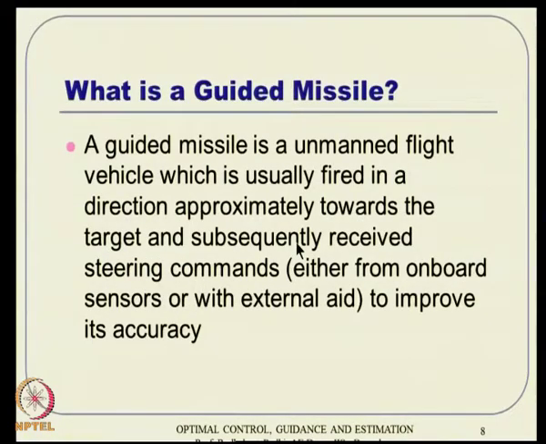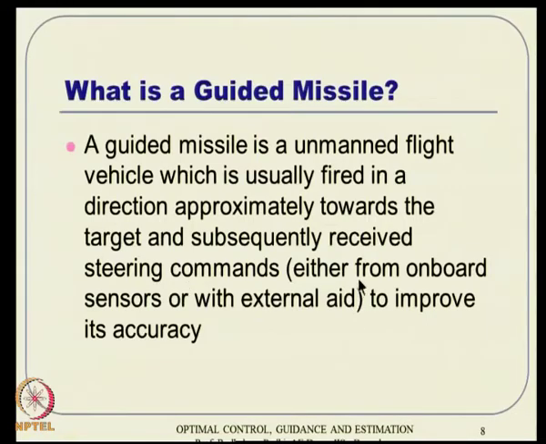So, what is a guided missile? In a formal definition sense, somebody can write it this way: a guided missile is an unmanned flight vehicle which is usually fired approximately in the direction of the target. Of course, you will not fire in the reverse direction. It has to be fired approximately towards the target and subsequently receive steering commands to improve its accuracy.